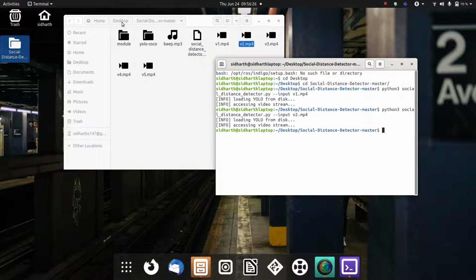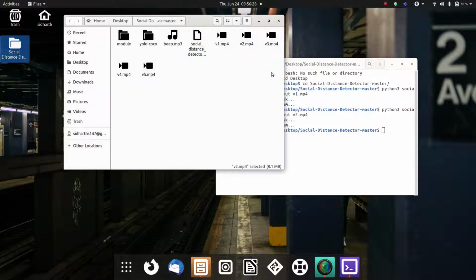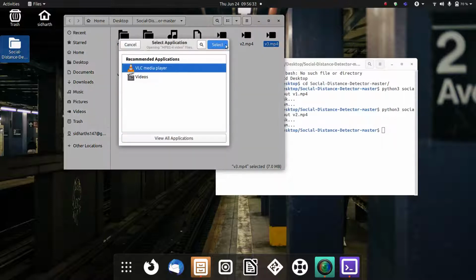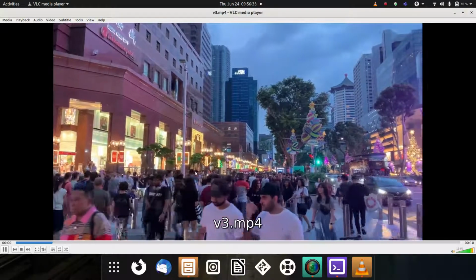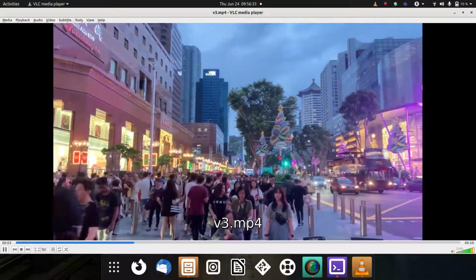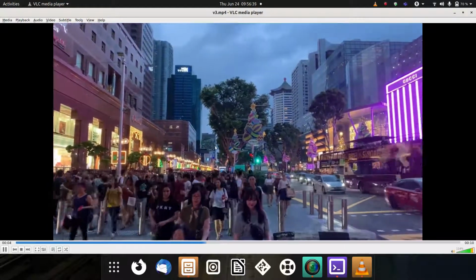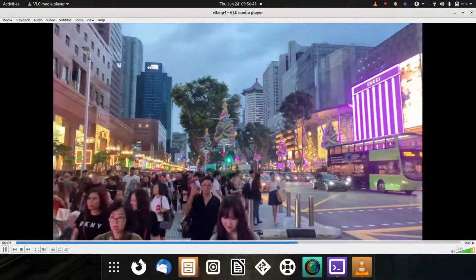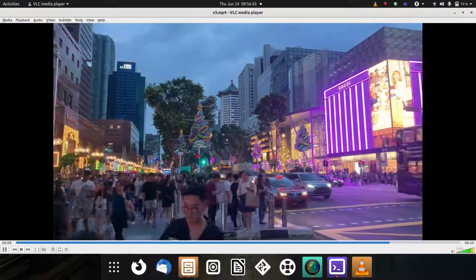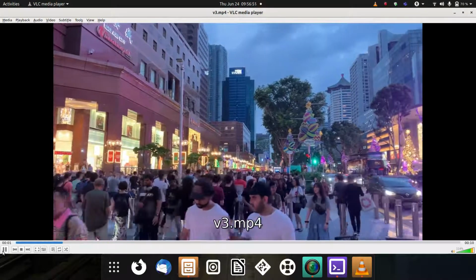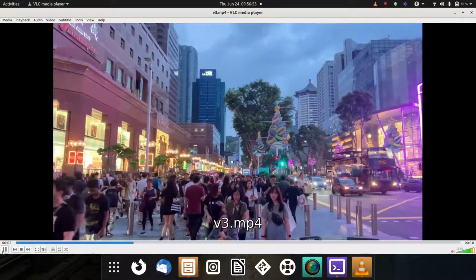Now let's have a look at the third video, which is the V3 video. Let's open it. As you can see, this is an intensely crowded area from somewhere in China. Let's see how our social distancing detector works in this scenario in order to determine what further modifications can be made, or what challenges the YOLOv3 algorithm still faces in our particular implementation.